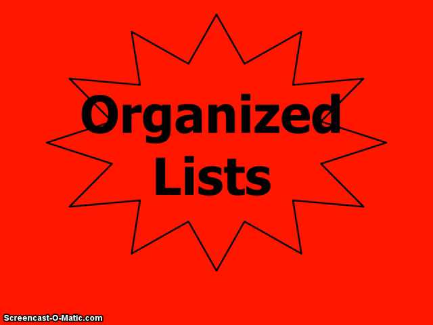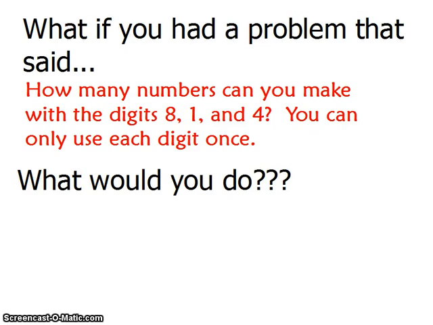Organized list. So what would you do if you had a problem that said, how many numbers can you make with the digits 8, 1, and 4? You can only use each digit once. A lot of you, when we did this in class, just started writing numbers randomly, like 481, 184, 841, and you just kept writing and writing and writing numbers with no rhyme or reason to it.